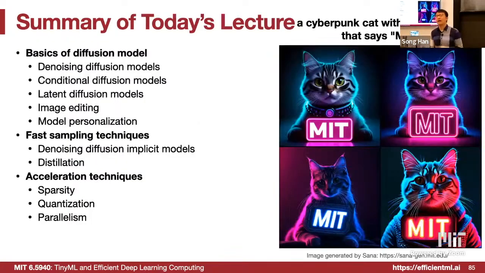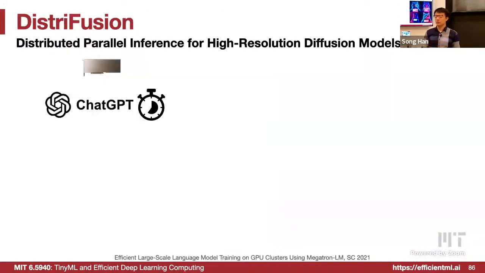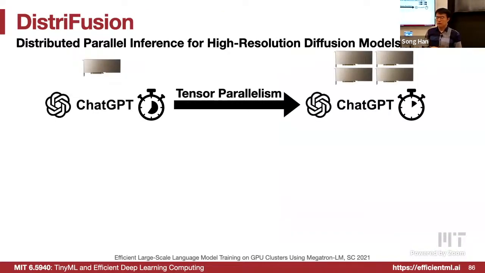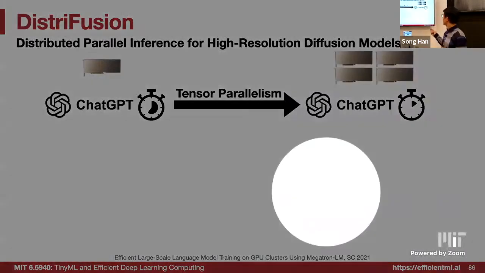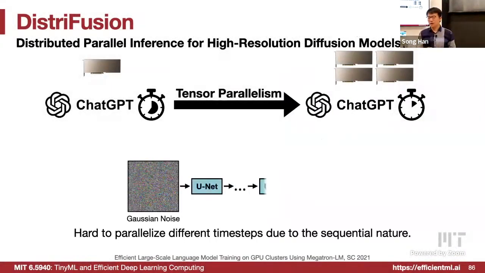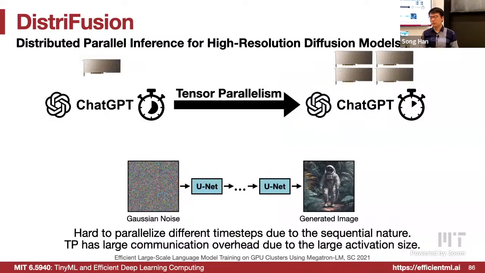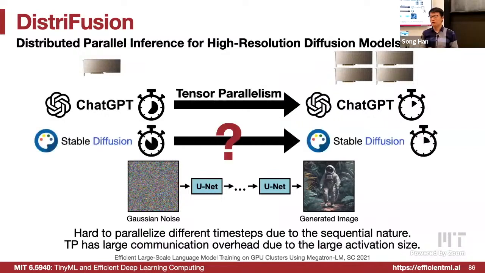Finally, we can apply parallelism to exploit multiple GPUs to accelerate diffusion models. For language models, we talked about how we can use tensor parallelism to accelerate it by throwing more GPUs at it. We can just make it faster. What about for diffusion models? How can we throw more GPUs at it to make it run faster?